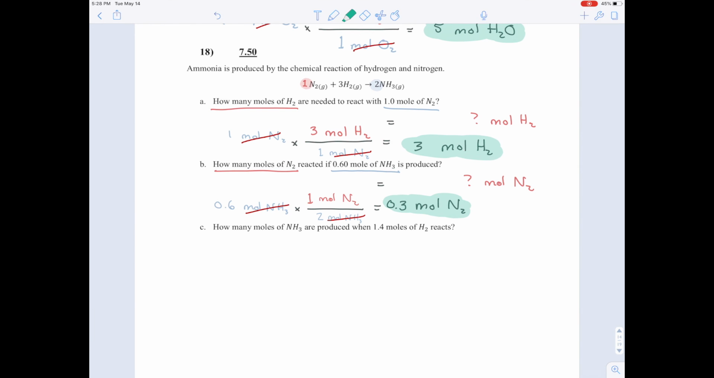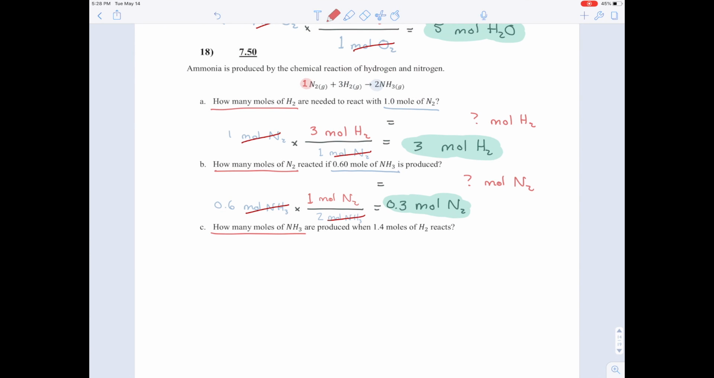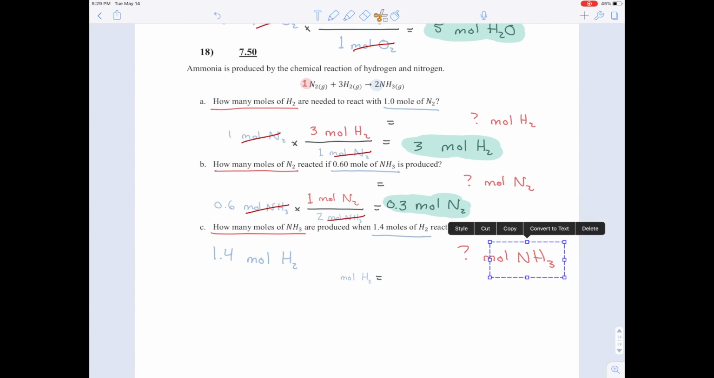Okay, last but not least, how many moles of NH3? So that is what they are asking for. How many moles of NH3 are produced when, and here's our number, 1.4 moles of H2 react. So this is a conversion problem, and in order to do any conversion, you have to get a conversion factor that relates the two units. So we need to know how moles of H2 relate to moles of NH3.